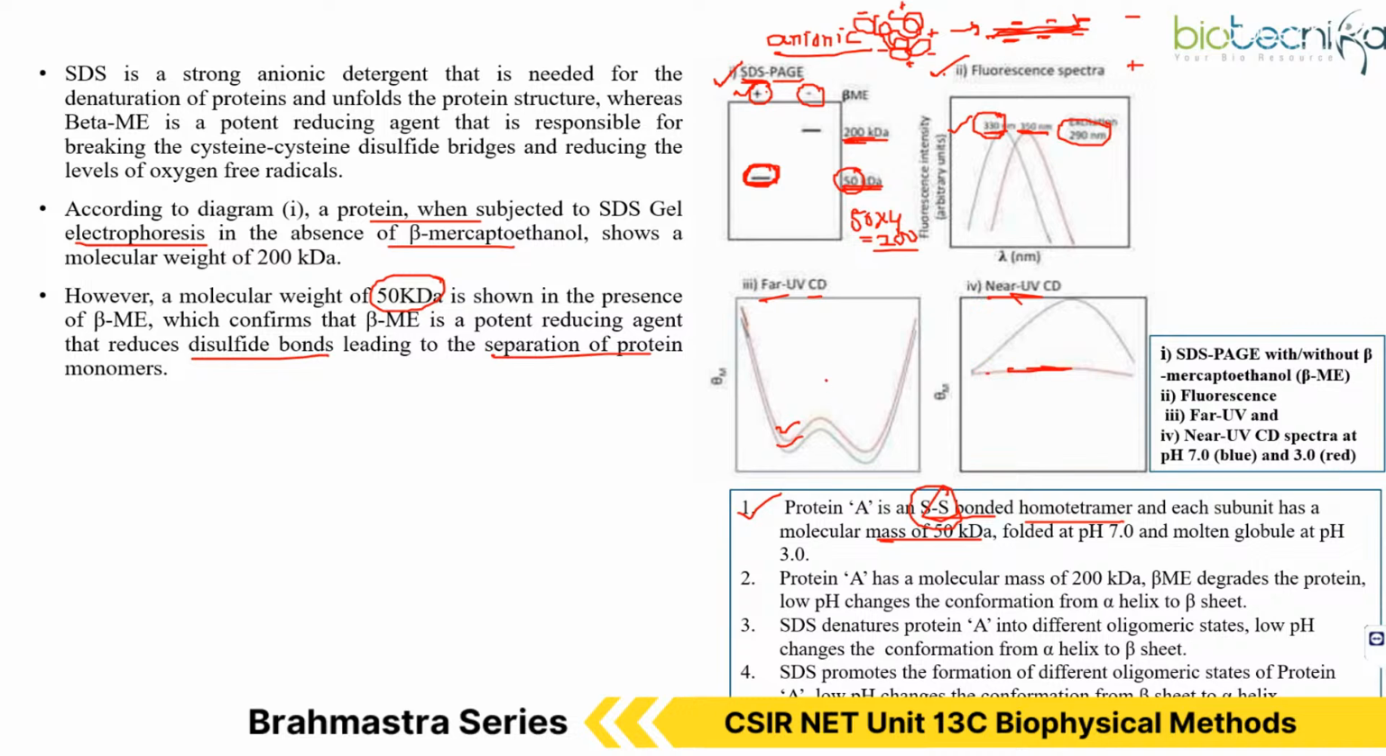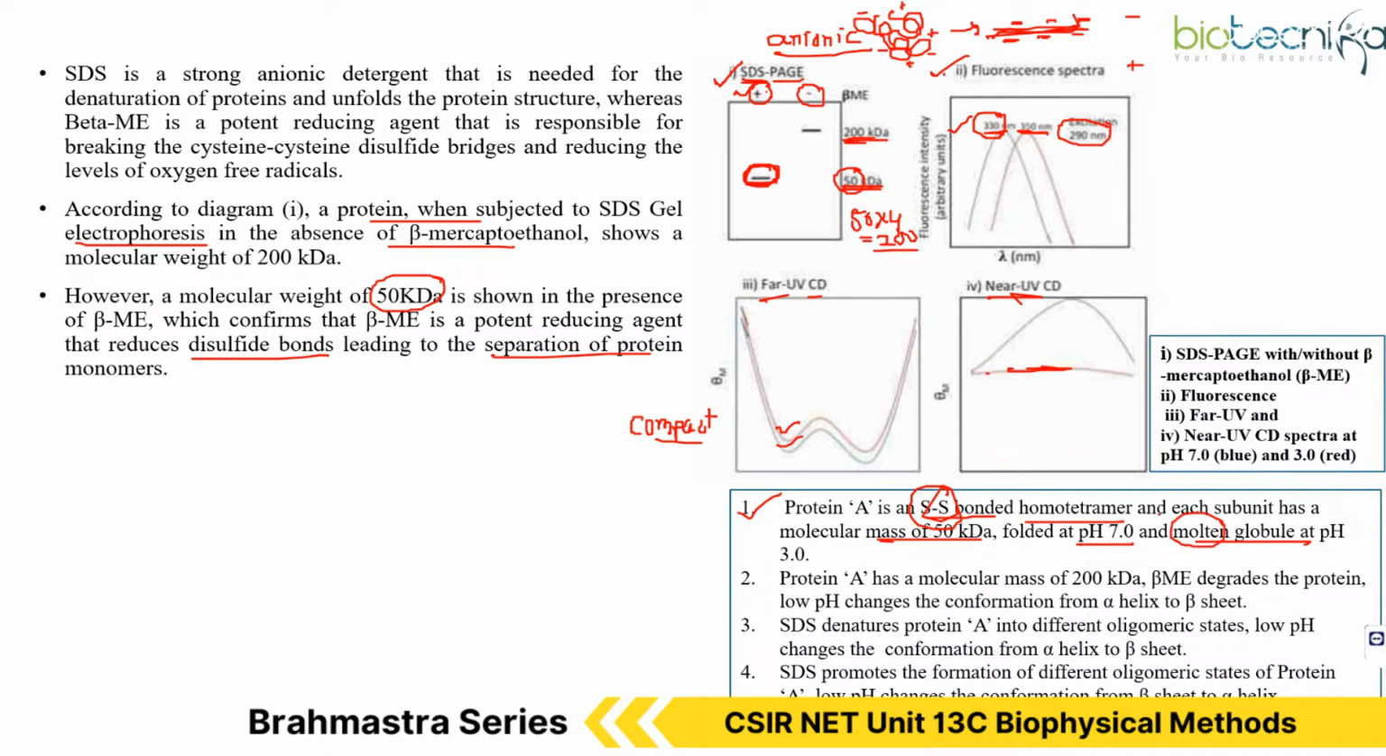Now, it is also mentioned folded at pH 7 and molten globule at pH 3. Now, what is molten globule? Molten globule refers to protein states that are more or less compact. That is why we use the term globule. But they lack the tight packing of amino acid residues, which creates the solid state like tertiary structure of a completely folded protein. Hence, we are using the term molten.